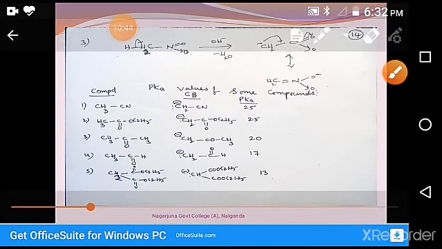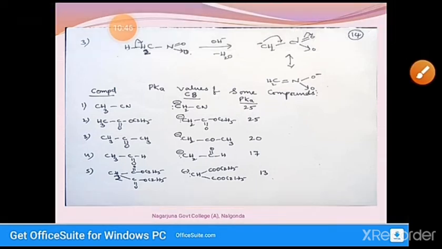Methyl cyanide. Methyl cyanide is a compound, and its conjugate base is the methyl cyanide carbanion. Its pKa value is 25. Whereas for the ethyl acetate compound, its carbanion has a pKa value of 25. These are the different pKa values for different organic compounds.